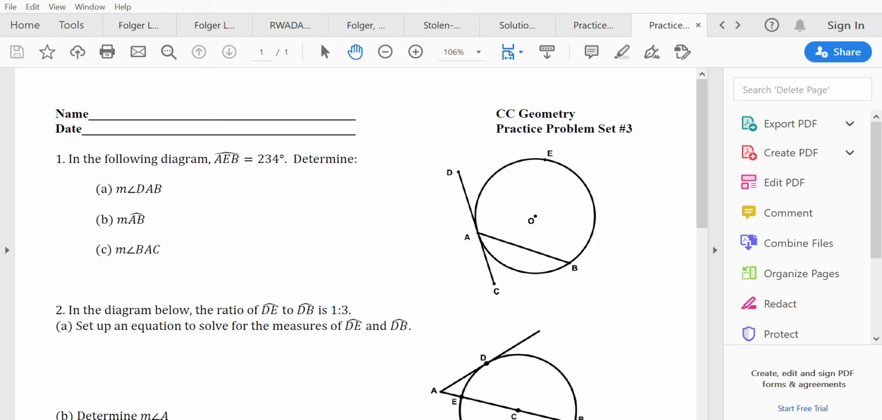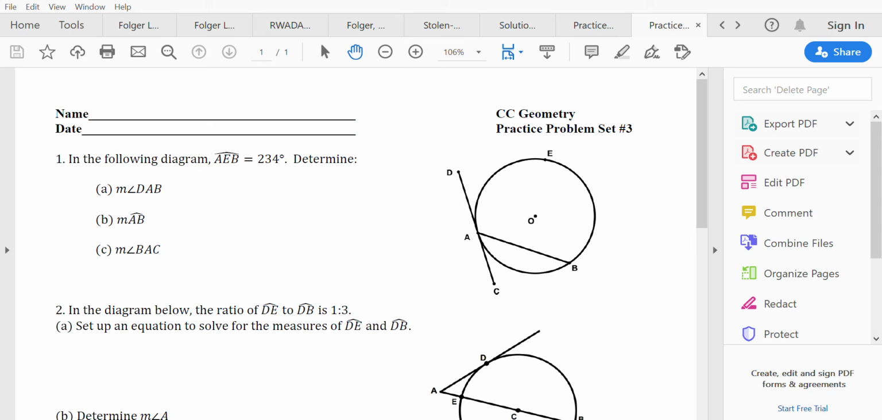Now, question number 2, we are given that the ratio of DE to DB is 1:3. Now, the way we set that up is DE is 1x, DB is 3x. Now, the first part says to set up an equation and solve for those. Well, you probably noticed that these two make up half of a circle. Well, half of a circle is 180. So the equation for that is going to be 1x plus 3x equals 180, because that's half of a circle. Combine like terms, 4x equals 180, x equals 45. So to find those, you just plug in. So 1 times 45, and I'm just going to erase this and write 45 in here. And then 3 times 45 is 135.